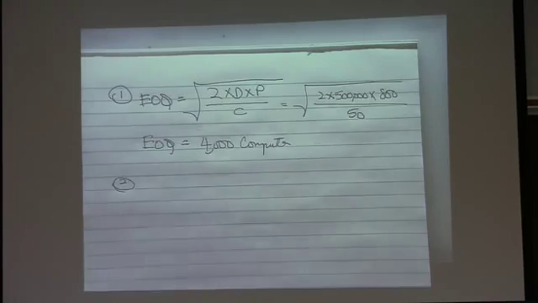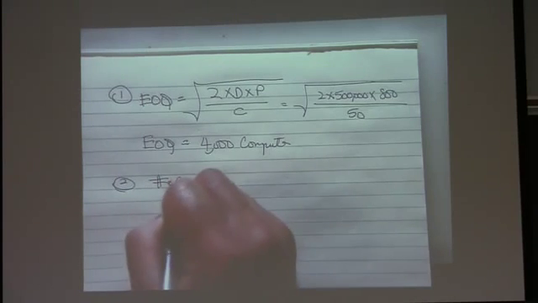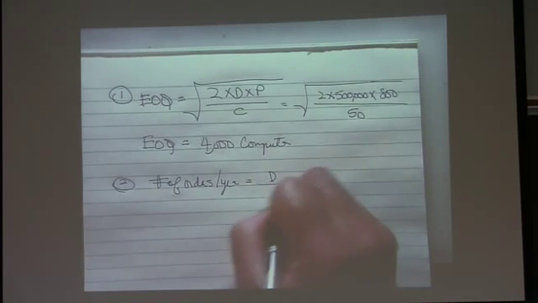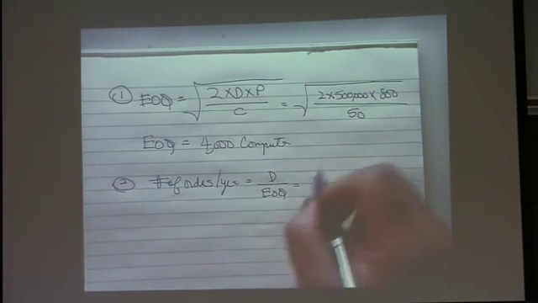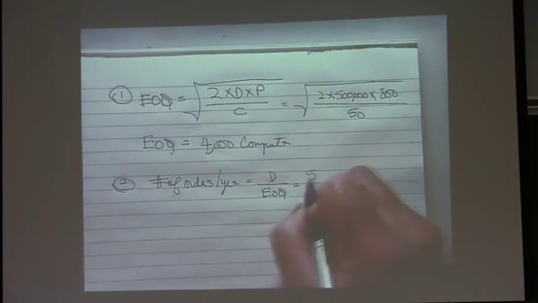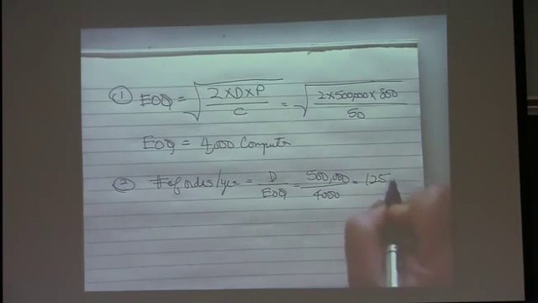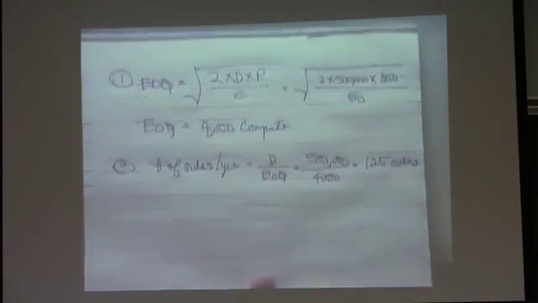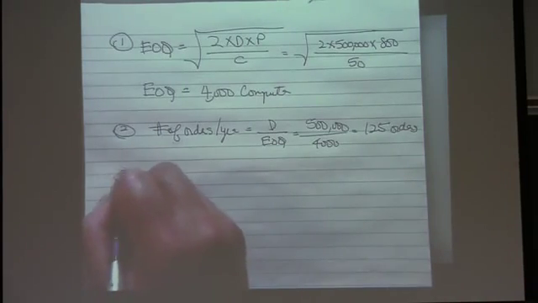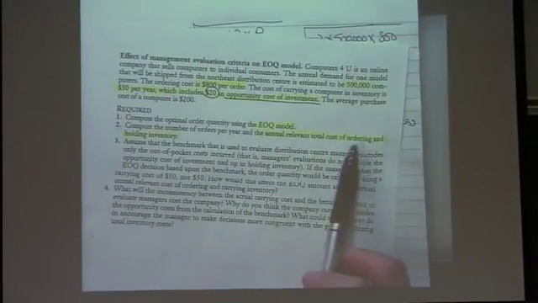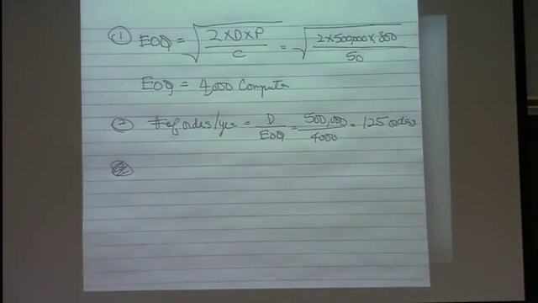Part 2 says calculate the number of orders per year. The number of orders per year is going to be the demand divided by EOQ. The demand is 500,000 computers divided by 4,000, which gives me 125 orders. Now, sorry, I forgot, it's also asking us for the total annual relevant cost of ordering and holding inventory.